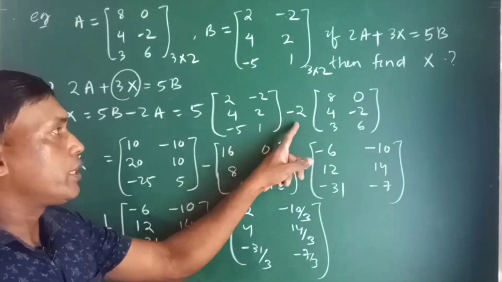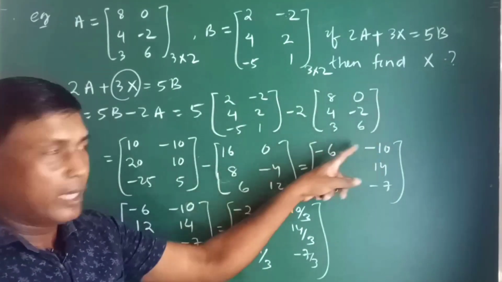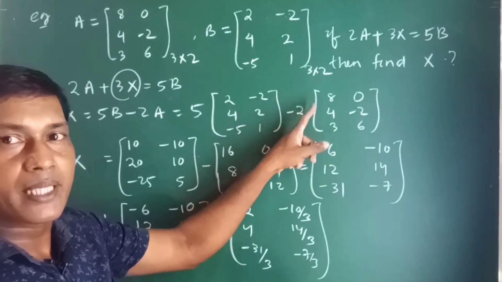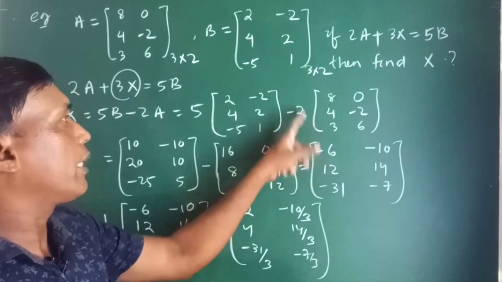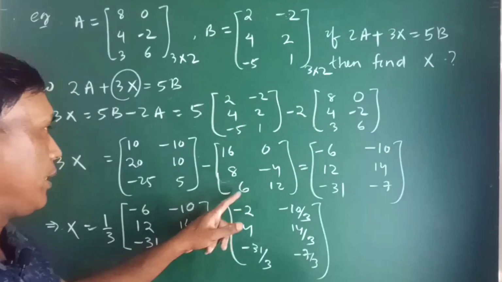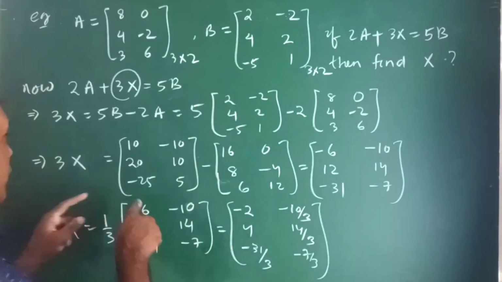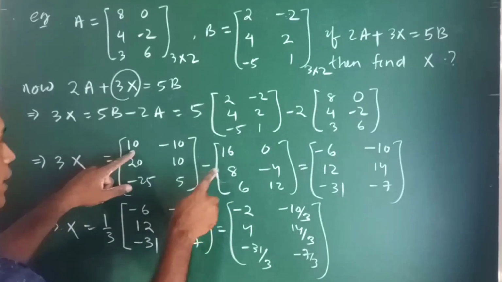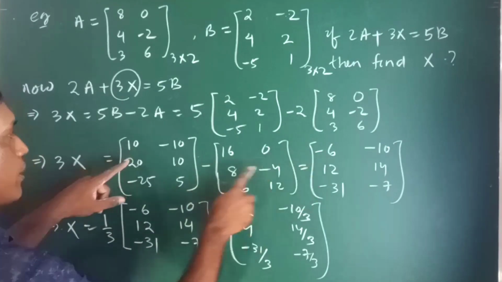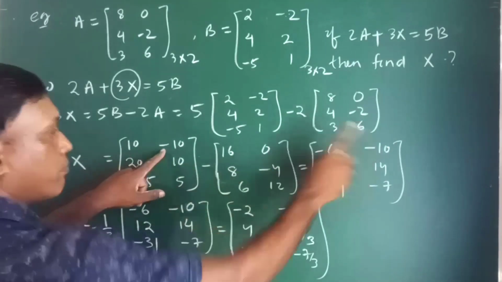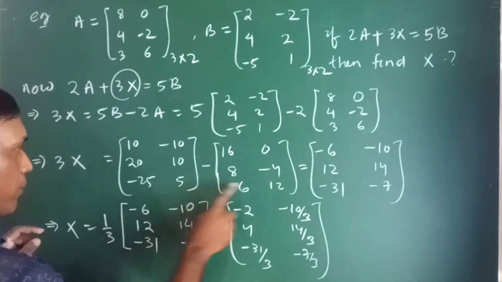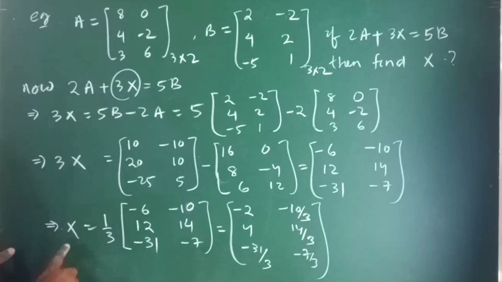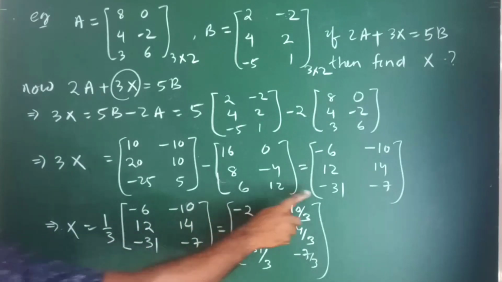So 2 is to be multiplied with every element of this matrix. 2 को हम every element के साथ मल्टीप्लाई करेंगे, तो 2 के हर एलिमेंट के साथ मल्टीप्लाई करने के बाद ये मैट्रिक्स आया. So 3X is equal to this minus this, and subtraction 10 minus 16 is minus 6, minus 10 minus 0 is minus 10. So subtraction करने के बाद हमको ये मैट्रिक्स मिला. This is the subtraction matrix. Now 3X is equal to this matrix.